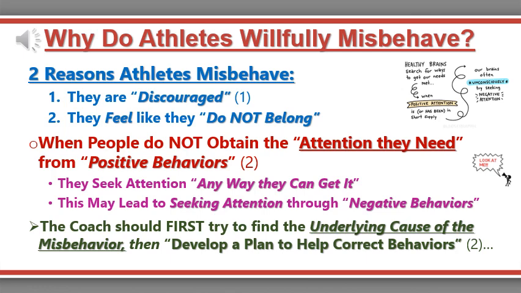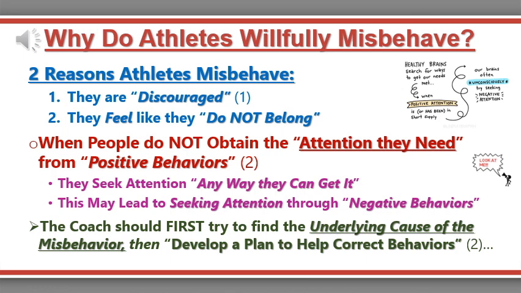So the coach, when we're looking at these two reasons athletes willfully misbehave, the coach should first try to find the underlying cause of this misbehavior. So you might have to communicate with the athlete. You might have to sit down and talk to them. You might have to have a one-on-one individual meeting. You might have to talk to their other teachers. You might have to talk to their friends. You might have to talk to their parents.